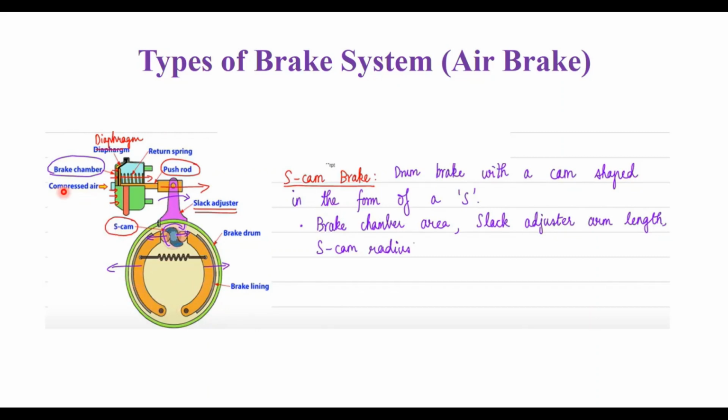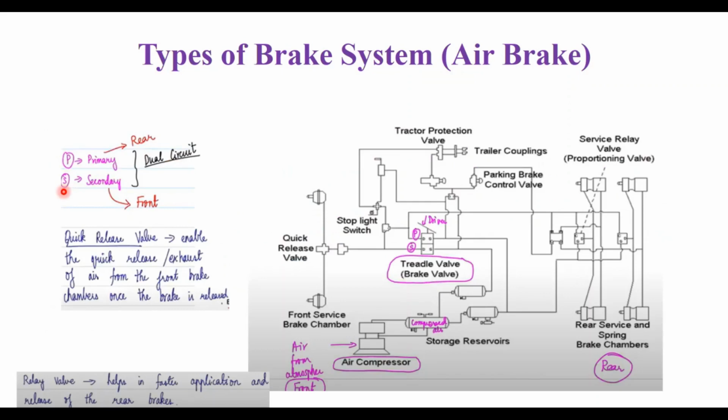You also have a brake valve. So here you have the quick release valve, which will enable the quick release exhaust of air from the front brake chambers once the brake has been released. And you also have the relay valve, which helps for faster application and then the release of the rear brakes.